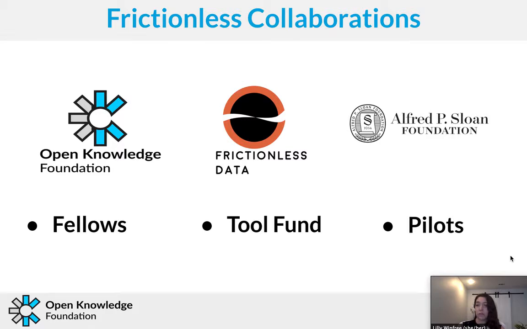So we actually do three different types of collaborations as part of this grant. The first is a fellows program, which is where we work with early career researchers to help them become advocates for open science and frictionless data tooling. The second is a tool fund, where we give small grants to developers to create novel open tooling based off of our open source code.